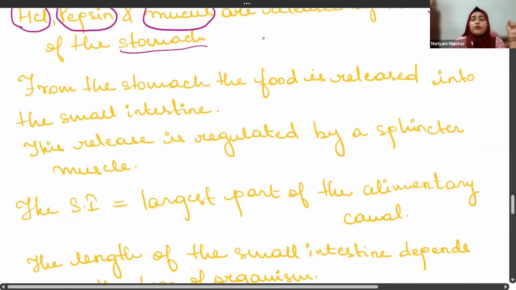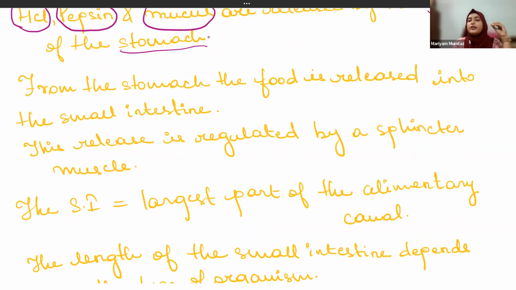Okay. Now, from the stomach, the food is finally released. And where does it go? So it goes into the small intestine. The food which was stored in the stomach will now move into the small intestine. And this release of food from the stomach to the small intestine is regulated by a sphincter muscle.